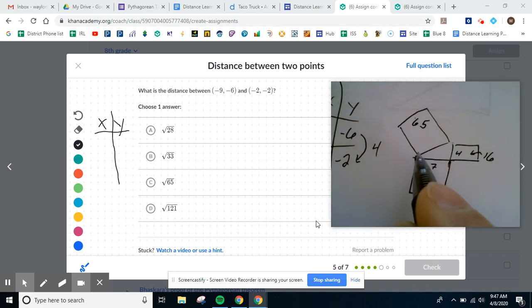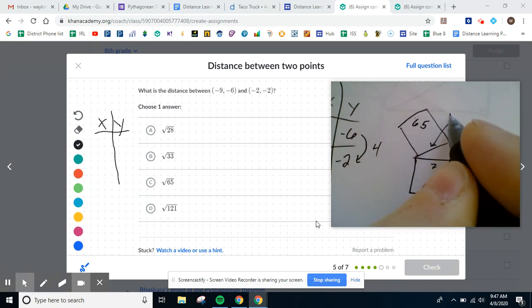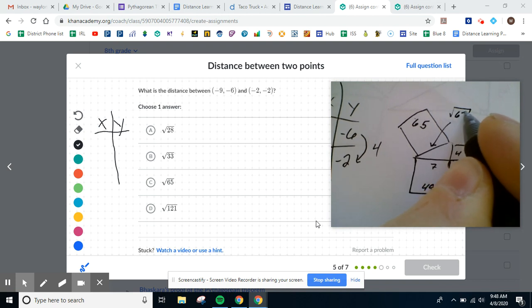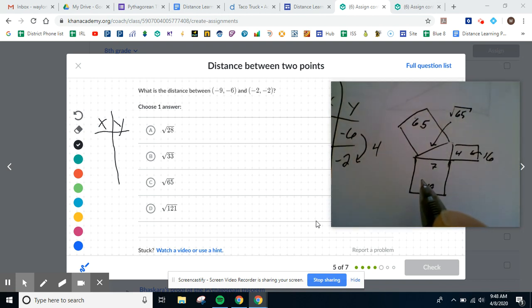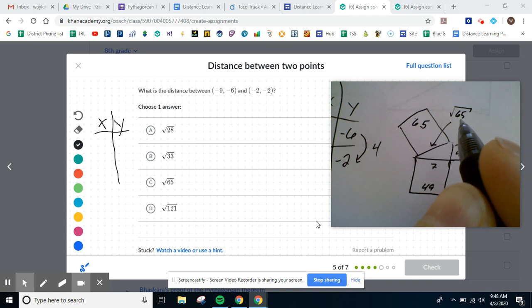And then remember, to get the actual side length of the square, you take the square root. So the side length of that thing is the square root of 65. And many of us already realize that is not a perfect square root, which means in Khan Academy, I'm just going to find that answer in the list. And if I come looking over on the right here, you can see it's letter C.